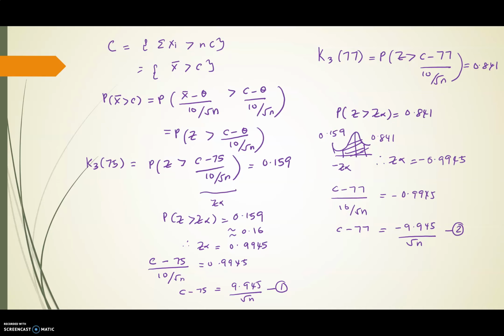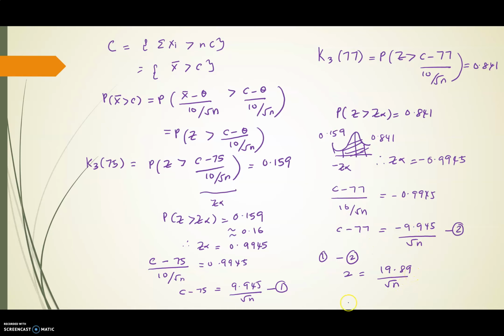Okay, so by solving the first equation and also the second equation, let's say our first equation minus the second equation. We'll have 2 equals 19.89 over square root of n. That means the first equation, C minus 75 equals 9.945 divided by square root of n, minus C minus 77 equals this value. So we simplify, we'll get this one.